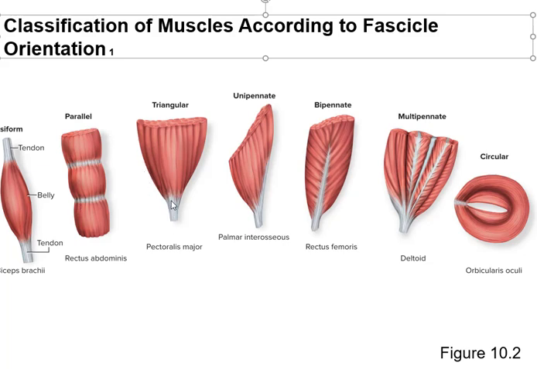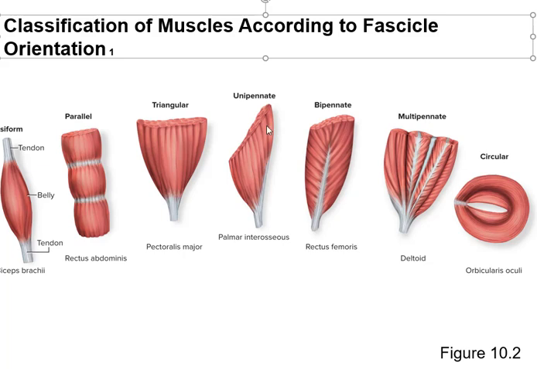Triangular muscles are fusiform at one end, but they branch out into a triangular shape. So there's your pectoralis major, your pecs, when people are showing off their pecs. And then here is unipennate.